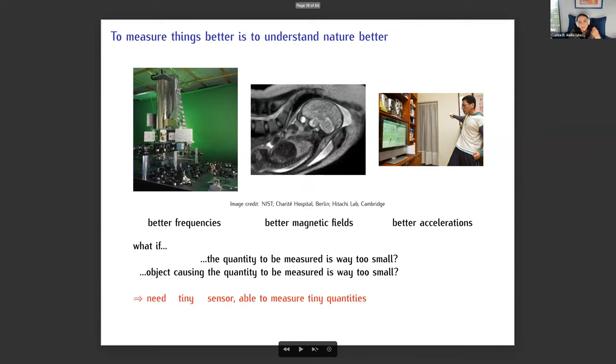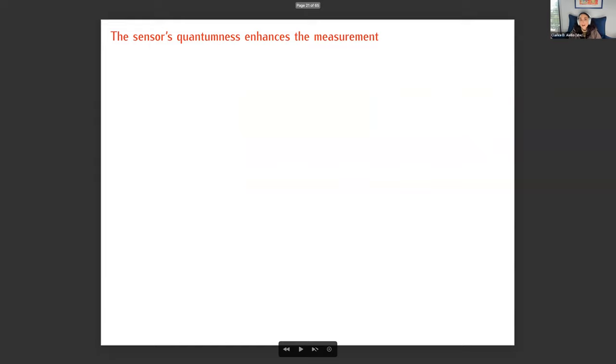I'm going to argue that in this case, you need a tiny little sensor that can measure tiny little things. If the sensor is tiny, let's make it very tiny. Let's make it quantum. I won't have time to explain this in detail, but there is a body of mathematical arguments that prove that if you use a quantum object as a sensor, your measurement is improved. In other words, the sensor's quantumness enhances the measurement.